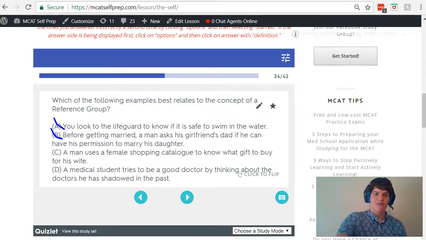So he's not using it as a reference group for himself, whereas answer choice D, the medical student is evaluating his own behavior based on the behavior he saw in a reference group. Therefore, answer choice D is a really good option here. As you can tell with this question, it's crucial to have your behavioral science definitions down pat. If you can take the time to learn your definitions well, I think you'll find yourself with a great behavioral science section score.